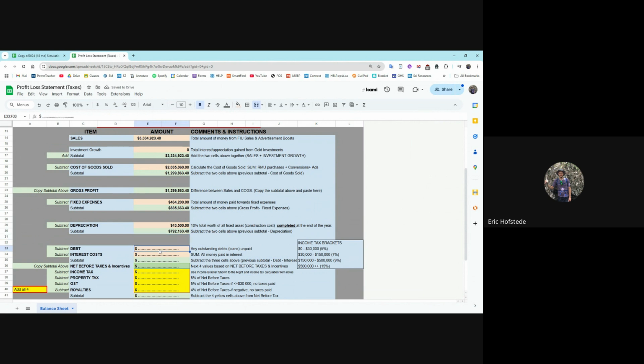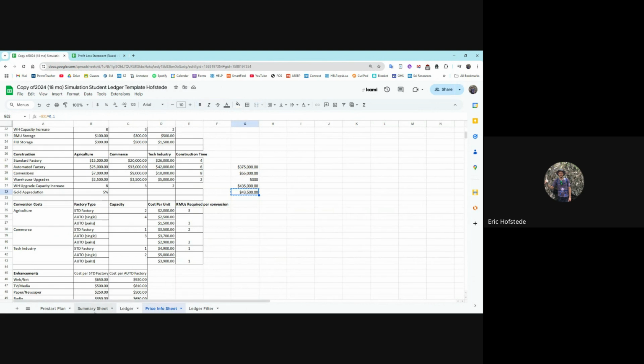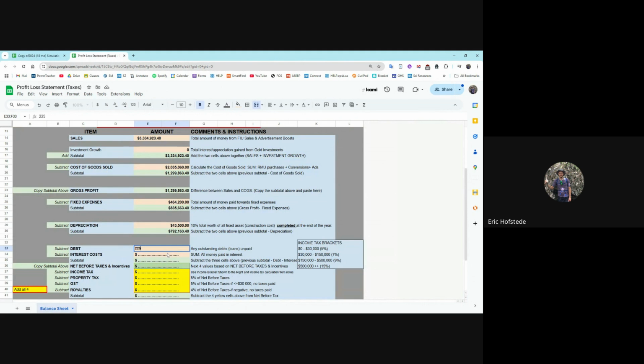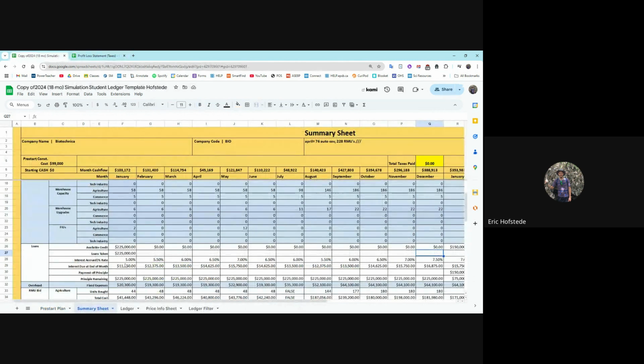Then we have our debt. We have to look at the summary sheet once again to see if we have any outstanding debt. Took out $225,000 of loan. I have paid none of my principal off by January, it looks like. So that means my outstanding debt is the full $225,000.